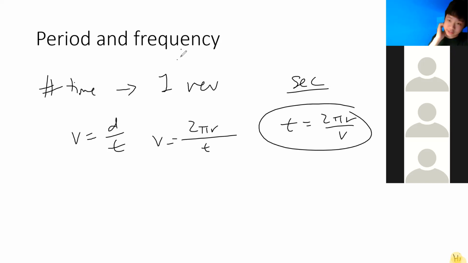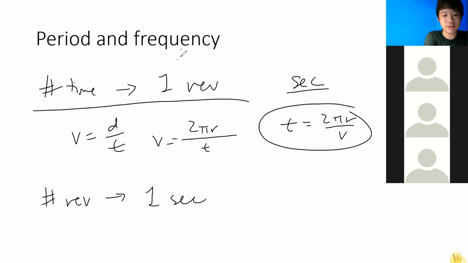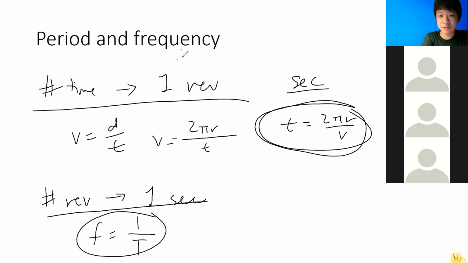Okay, so what is frequency? Frequency is the reciprocal of period. It's how many revolutions in 1 second. As you can see here, these two are flipped. So frequency, which we label as f, is 1 over the period, which is t. As long as you remember what period is, then you will know what frequency is.